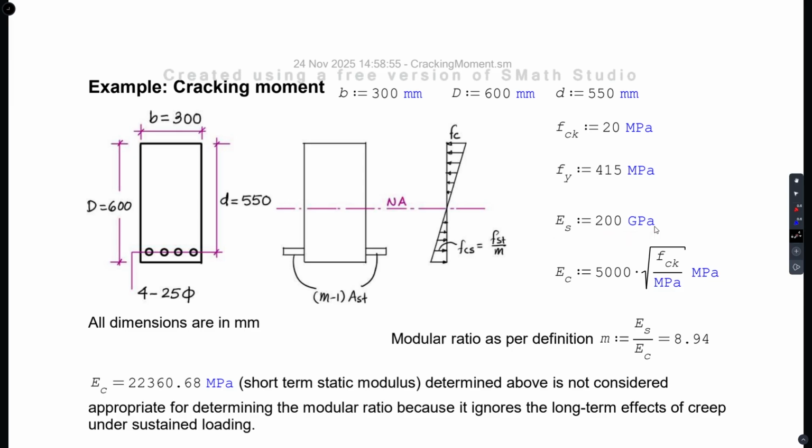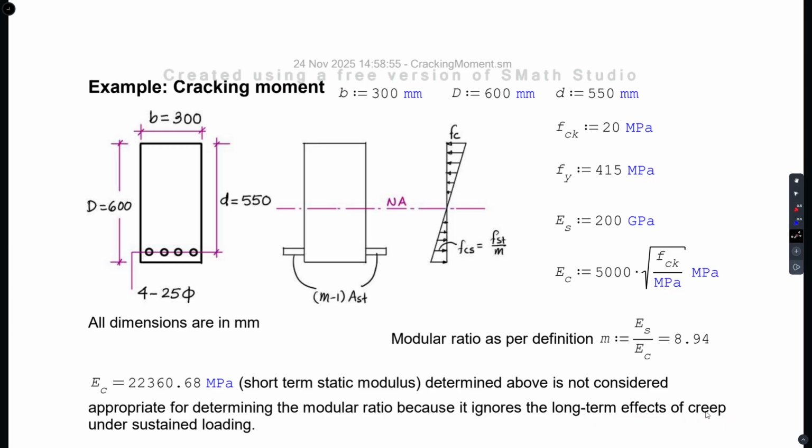As you know that we can calculate the Ec as 5000 square root fck. Now, note this has the unit of MPa, and when I take the square root, the unit will be messed up. So, I am dividing it by MPa and multiplying by MPa. Okay. So, then modular ratio, if I use this definition Es by Ec, then it is 8.94. But this is the short term static modulus, okay, which is not considered appropriate for determining the modular ratio because it ignores the long term effects of creep under sustained loading.